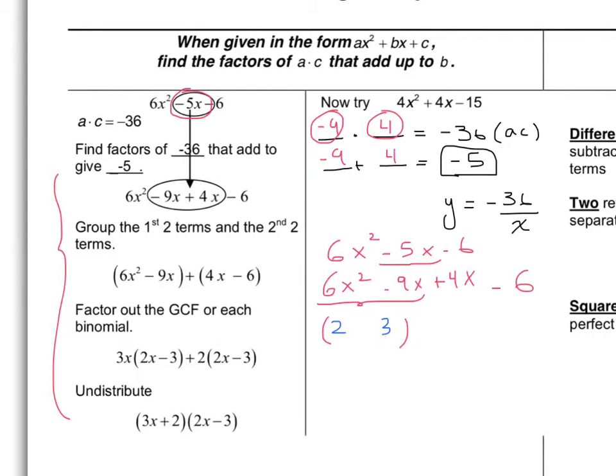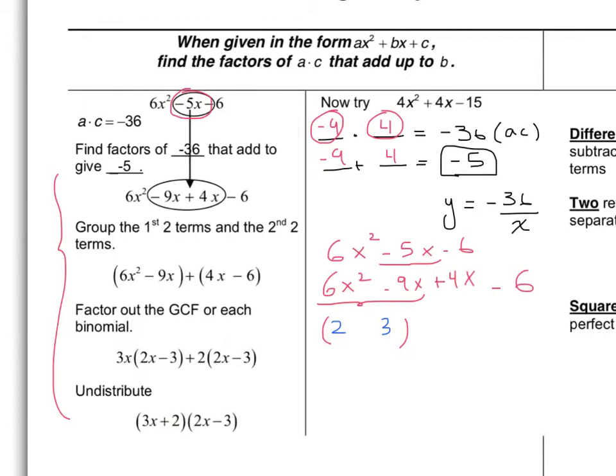Now go ahead and group the other two together. 4x minus 6, I can see that there's a 2 in common, so 4x divided by 2 would be 2x, and negative 6 divided by 2 would be negative 3. Remember, you can FOIL to check your answers. 3x times 2x is 6x squared, 3x times negative 3 is negative 9x, 2 times 2x is 4x, and 2 times negative 3 is negative 6. So they are grouped together in a good way.